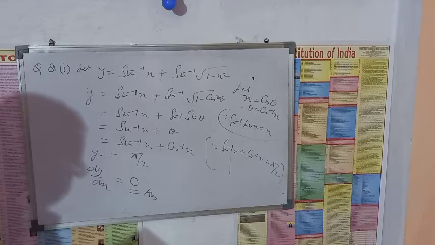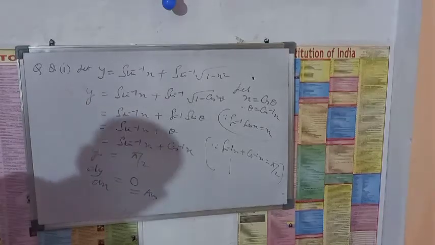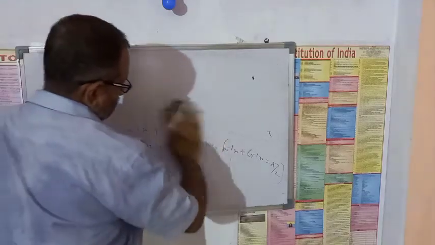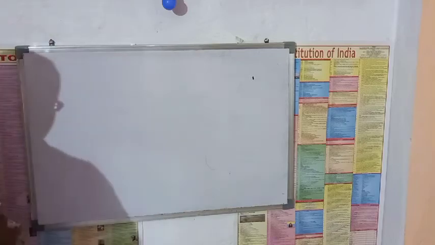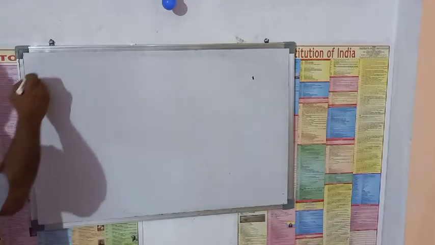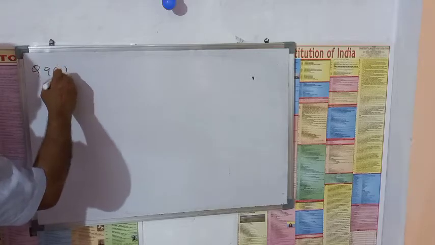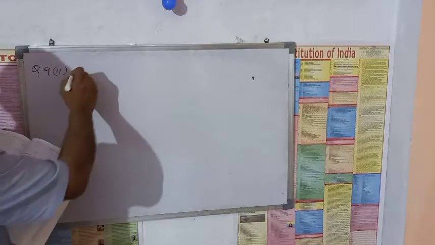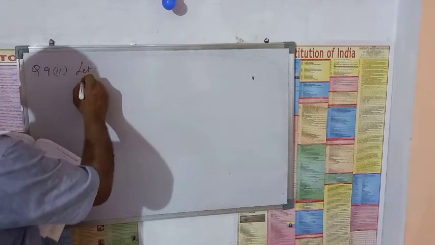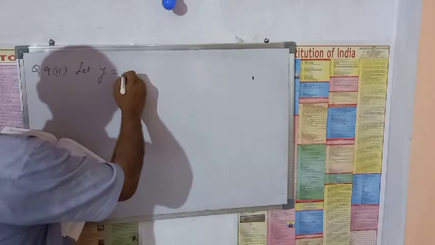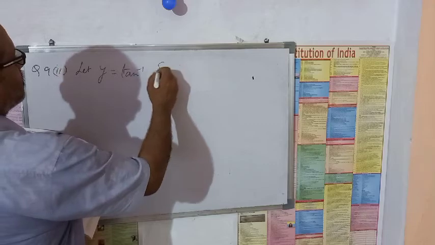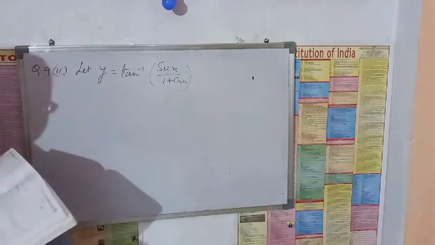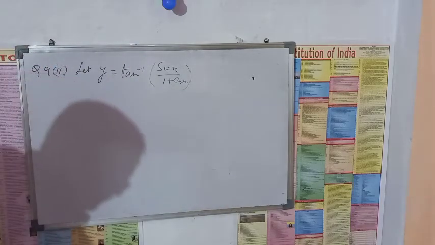Let us see question number 9, second part. We suppose here let y is equal to tan inverse sin x upon 1 plus cos x. We have to differentiate it.